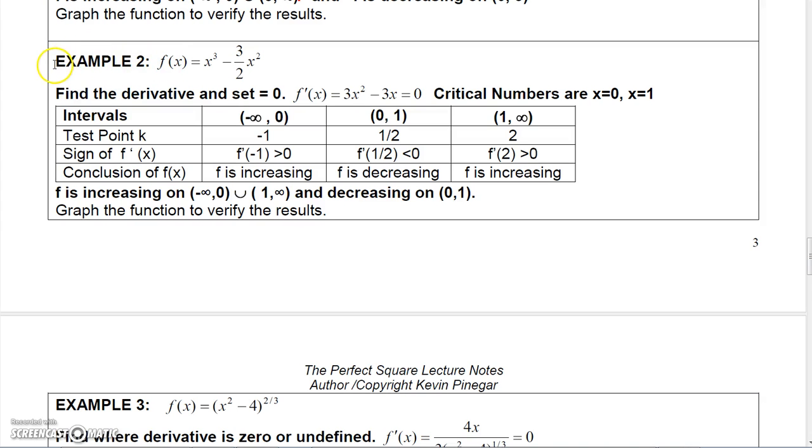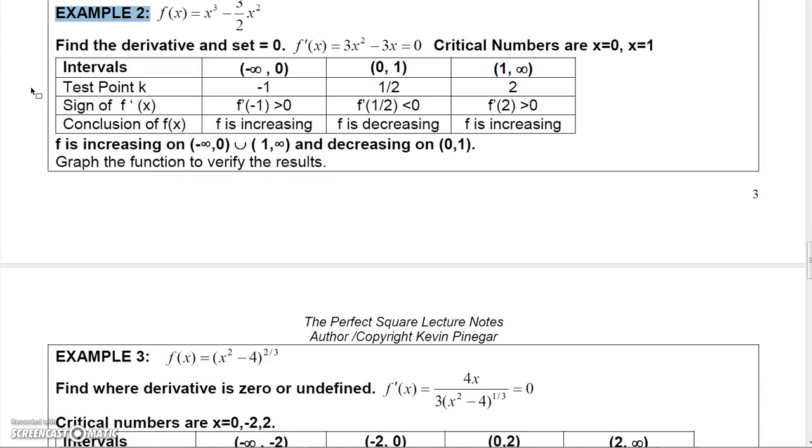Okay, I'm going to leave you to do example 2 for practice. So freeze the video, see if you can do example 2 just like I did the first example. It's very similar because they're both polynomials, so they work pretty much the same way. You just get different critical numbers. And when you're done, you can go ahead and restart the video and move on.